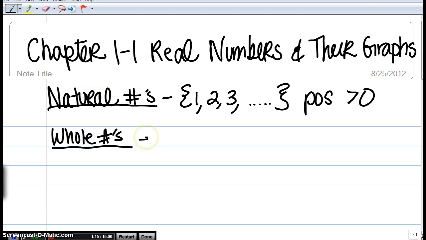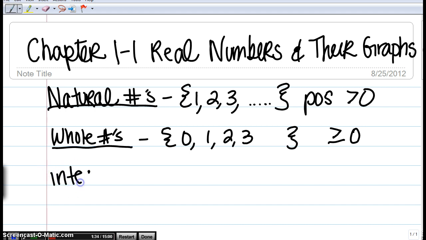Then we have whole numbers. The only difference between natural numbers and whole numbers is that whole numbers do include 0. And they are greater than or equal to 0. So they're positive and greater than or equal to 0.